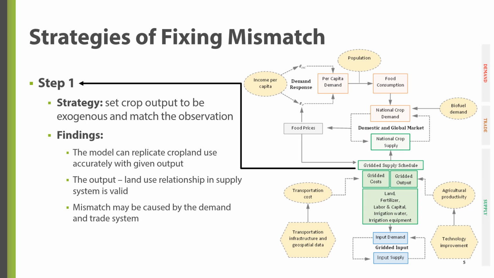In the first step, we set the change of Brazil's crop output to be exogenous and equal to the observed change, and checked the similarities between simulated and observed cropland area. This approach allowed us to isolate the production system from the trade and demand system. We found that with the observed change in crop output, the model can replicate the change in cropland, which indicates that the supply system is valid. We concluded that the likely reason for the mismatch was from final demand or the trade system.